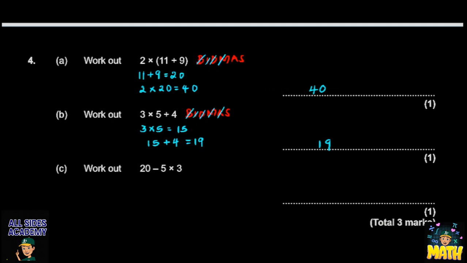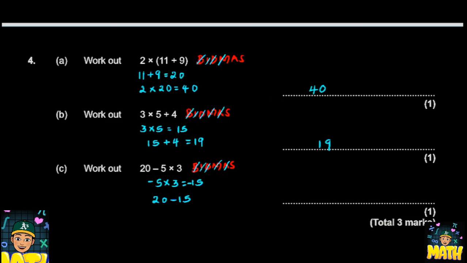So in the next one, we have negative, or rather minus and multiplication, subtraction and multiplication. So we'll start with multiplication. So negative 5 times 3 is negative 15. Negative right there. And then 20 minus 15 is going to give you 5. And that will be our answer.